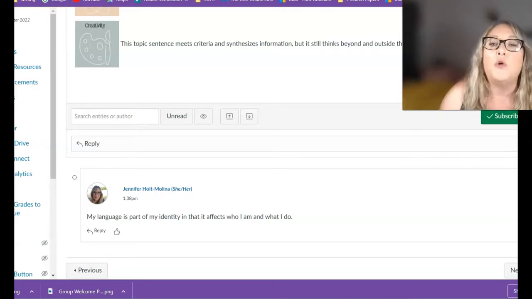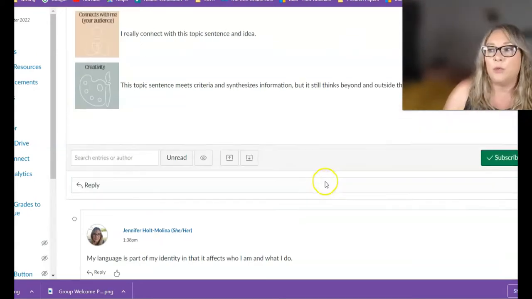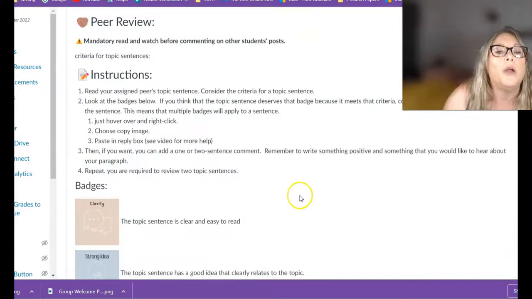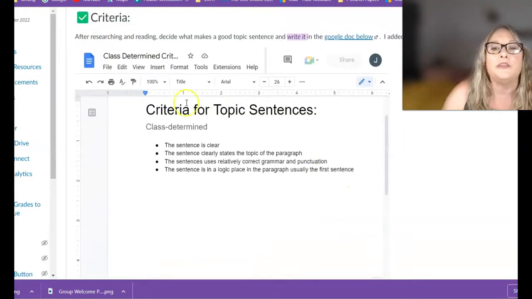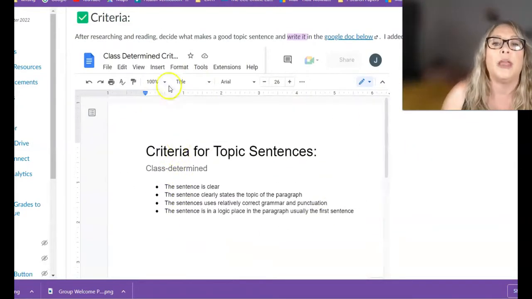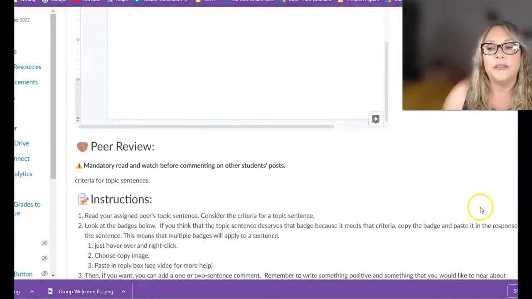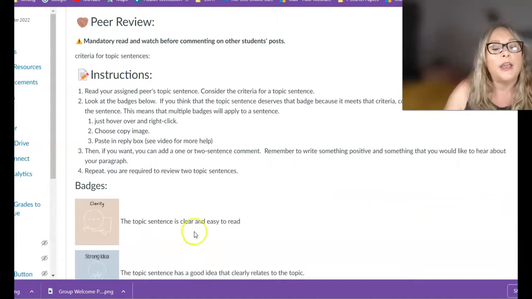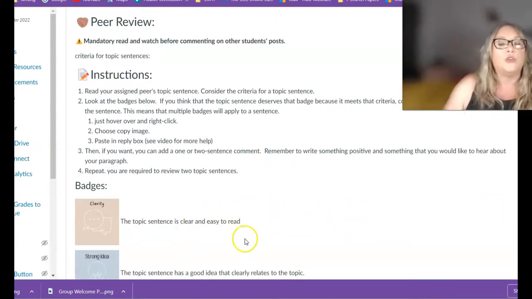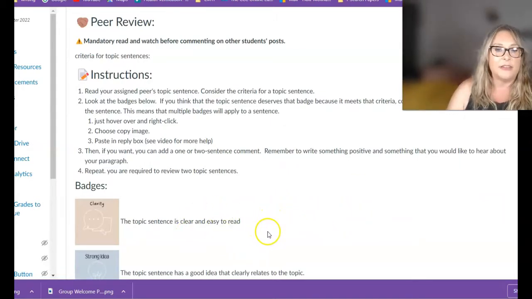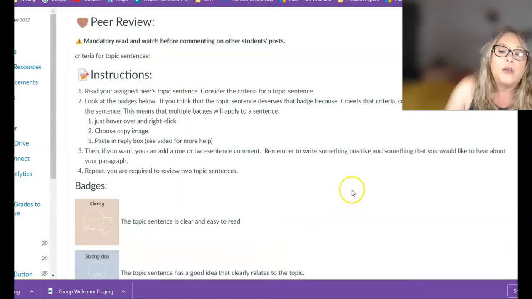Okay, so for peer reviews, when we move forward to the peer reviews, what you're going to do is make sure you know the criteria. After we have read through all of this information, we write down our criteria, and then I created some badges for you. So you're going to read the assigned topic sentence that you have, and then you're going to look at the badges below and decide which one works.